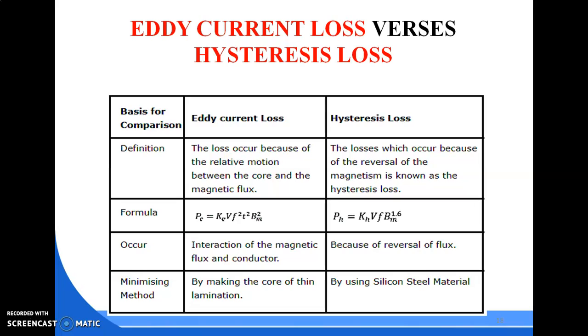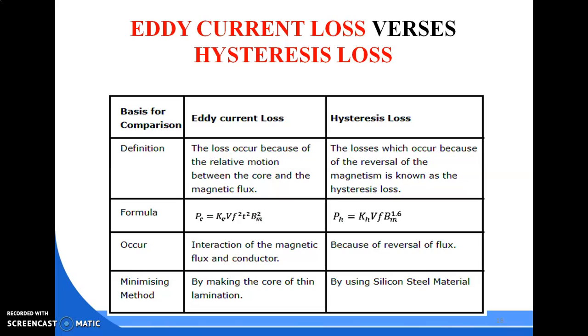So what is the basic difference? What is the basic comparison of hysteresis loss versus eddy current loss? Let us compare by definition. Hysteresis loss occurs because of the reversal of magnetism. This means when it goes from north pole to south pole and then from south to north, this is a loss that is called the hysteresis loss.